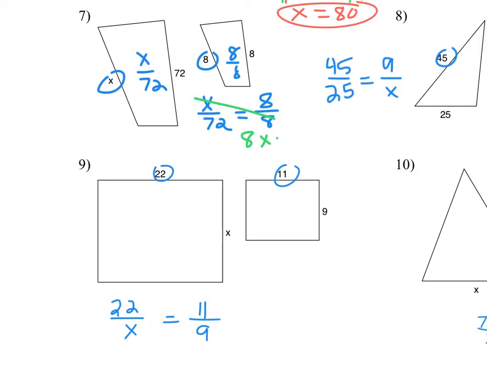8x equals 576. What am I going to do now? Divide by 8, divide by 8. 1x equals 72.